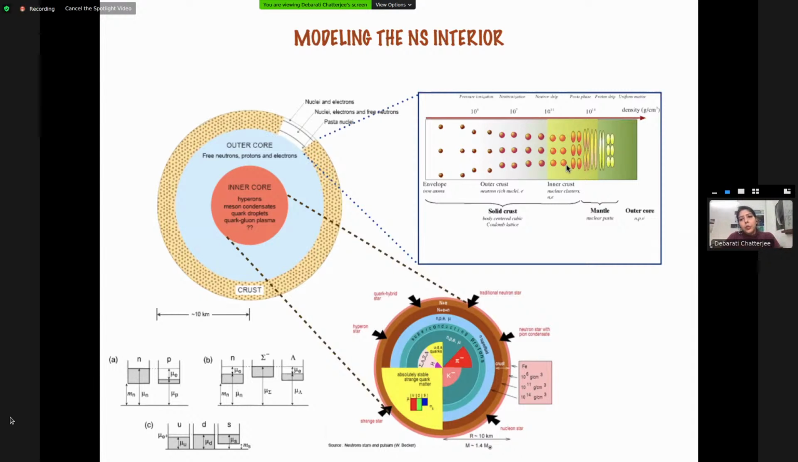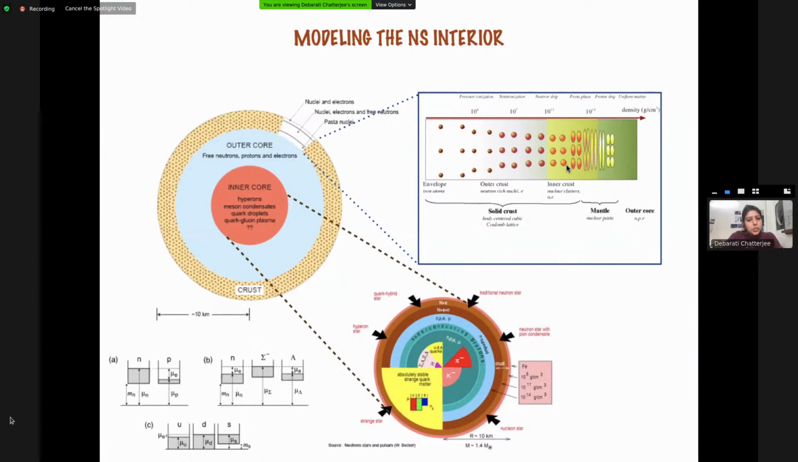And then finally, the density is so high that the entire inner crust melts into a homogeneous fluid. This is called the outer core. The outer core comprises mainly neutron fluid, but there is also a small fraction of protons and electrons because of charge neutrality. So we always need a charge neutral neutron star.